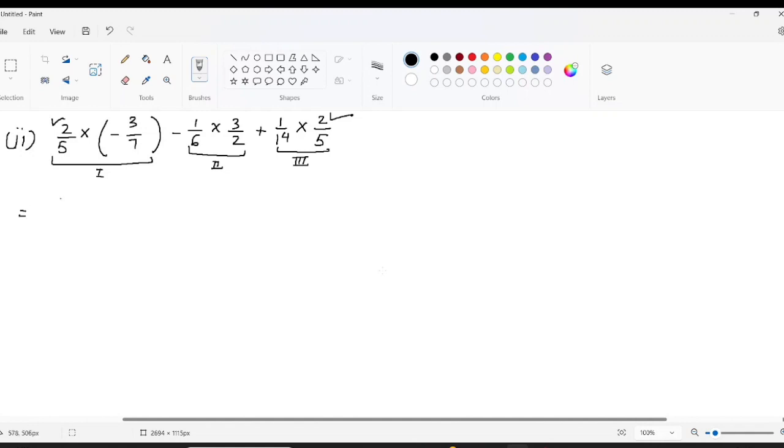So we are writing 2 by 5 multiply by minus 3 by 7, and this third number, which is 1 by 14, multiply by 2 by 5, and we have written them in the brackets to show that we have grouped these two, and 1 by 6 multiply by 3 by 2 will remain outside. I hope there is no doubt in that. Now we will write here which property we have used: commutative property.